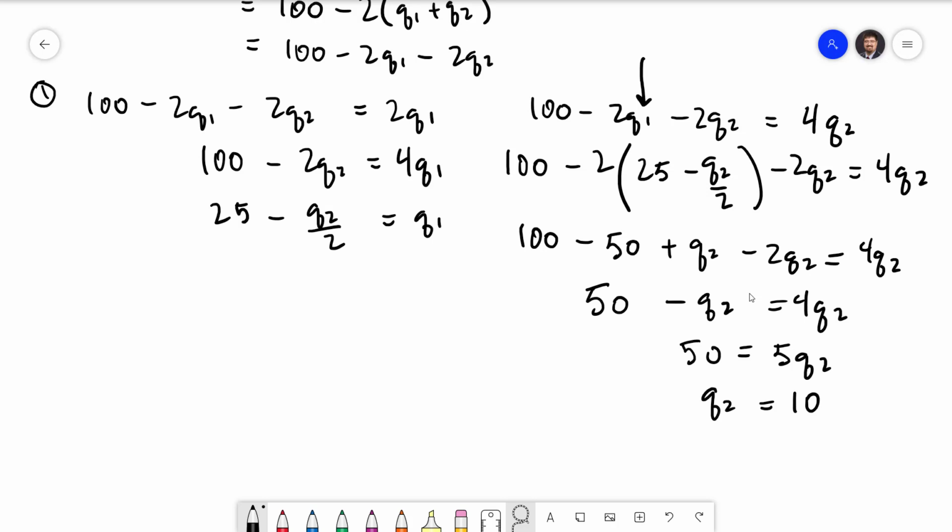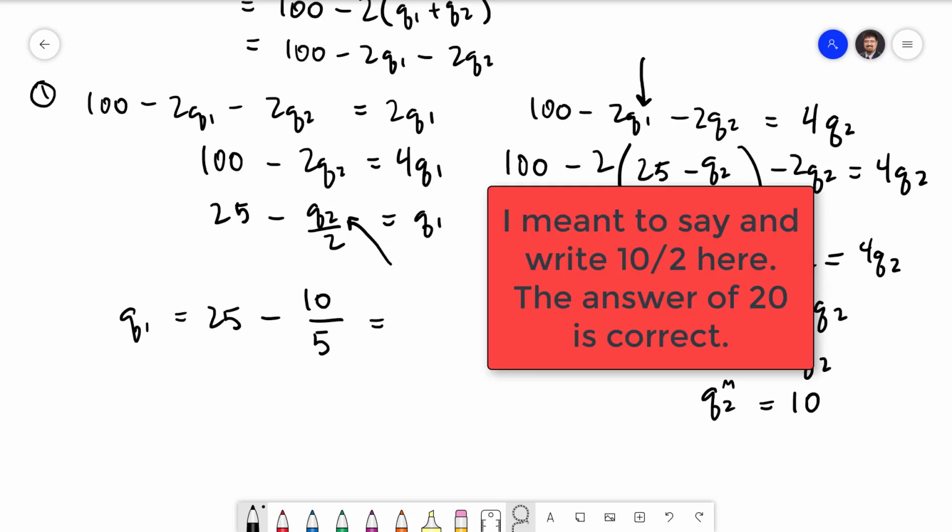I'm going to put a subscript M up there just to denote that that's our monopoly's profit maximizing quantity. To finish this off, I'm just going to plug that Q2 right into this equation right here. So I'm going to get Q1 equals 25 minus 10 over 5, which is going to be 20. So I'll write Q1M equals 20.